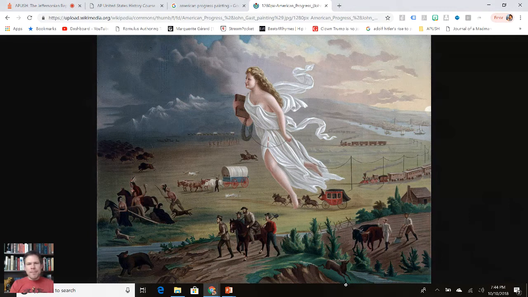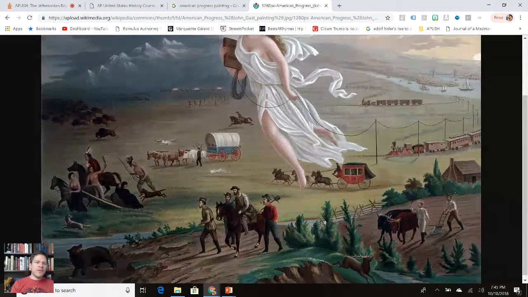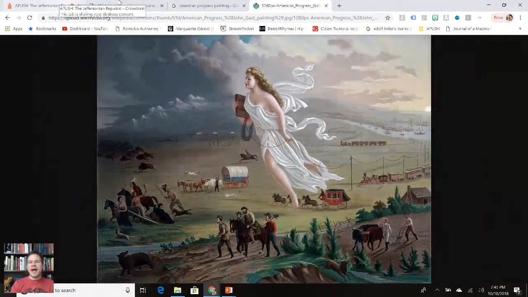What's happening is this idea that this stuff here is meant to go away, and this stuff here is meant to spread. This image really captures the whole idea of what manifest destiny is, that the light of America is supposed to spread all across the continent.